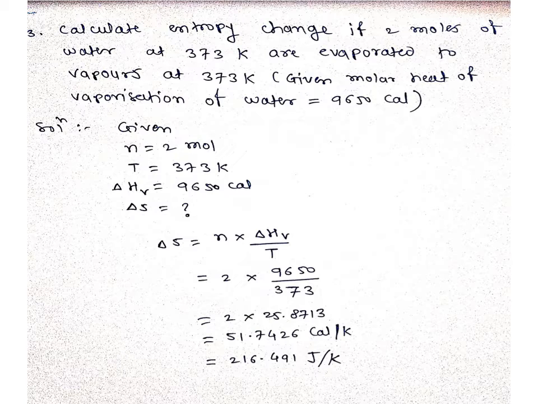Therefore, put the values of n, delta Hv and temperature, that is number of mole is 2, delta Hv is 9650 and temperature is 373. Put the value of this and solve this, you will get the answer, that is 216.491 joule per Kelvin.